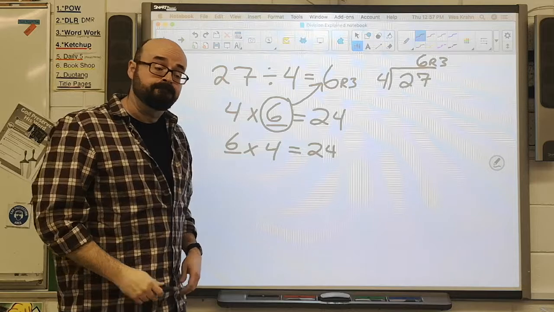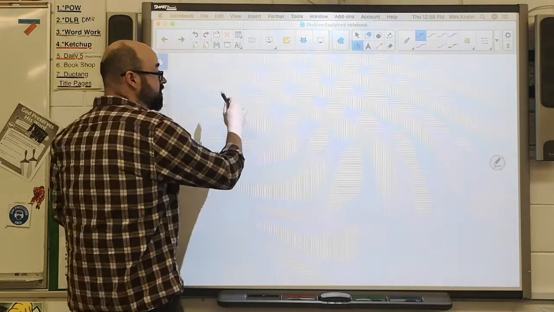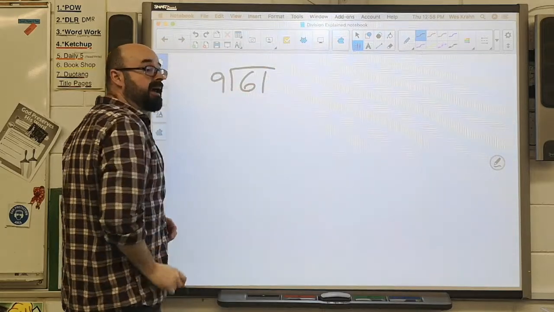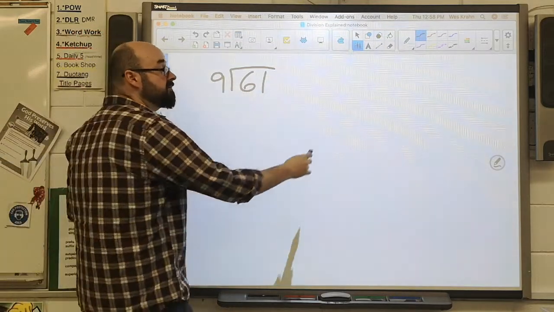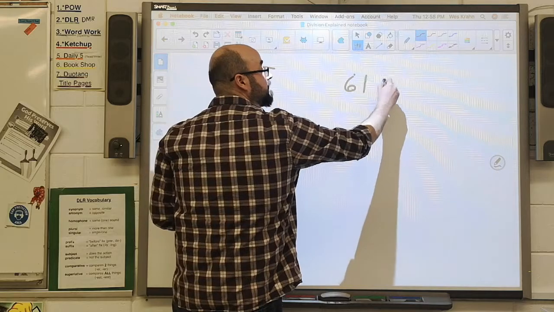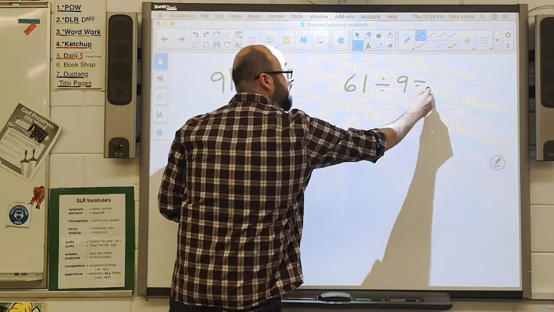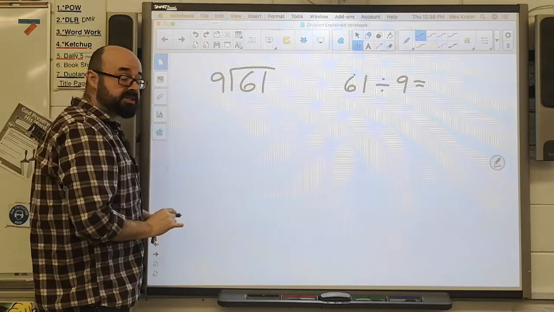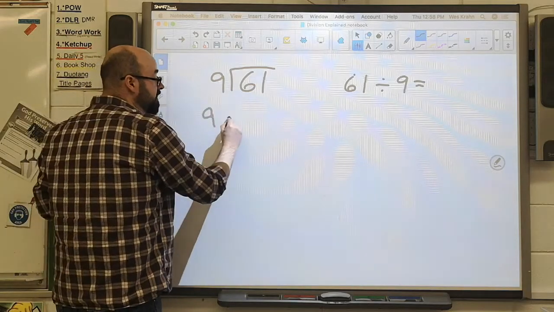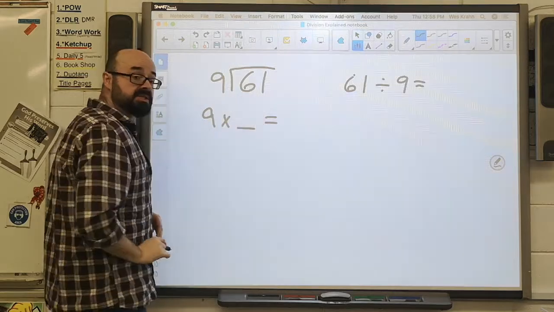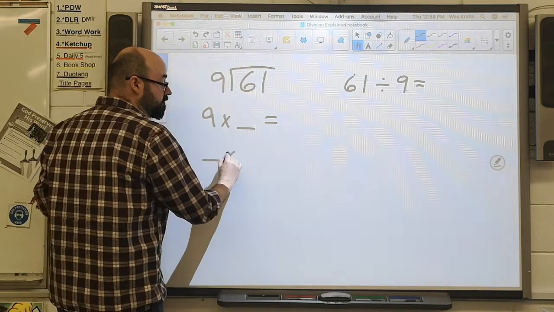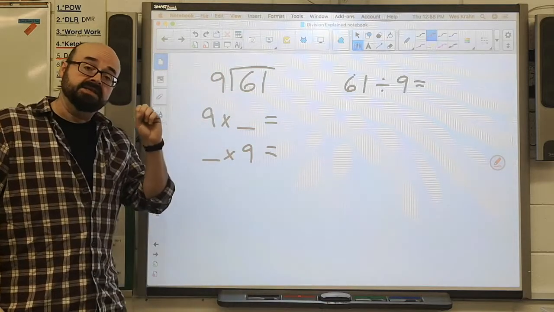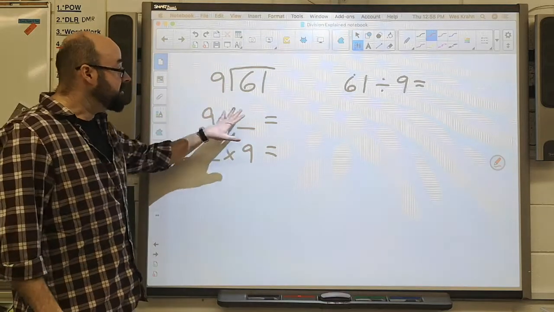My next question is going to be even larger now. I'm going to say it's going to be 61 divided by 9. Remember that this is the same thing as 61 divided by 9. Both of those are the same. I'm going to turn this into a multiplication sentence. It's going to be 9 groups of something will be close to 61, or something groups of 9 will be close to 61. Always guess 5 if you're not sure.